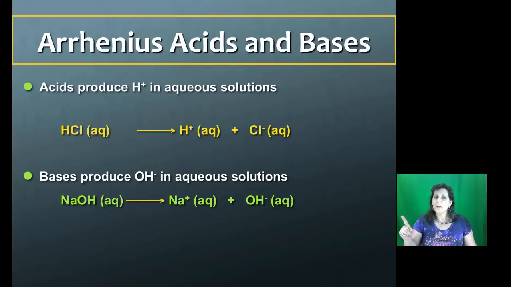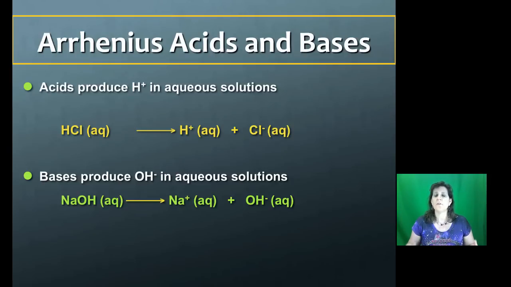Now this is an acid because of that H plus. The H plus is why this is an acid. It produced H plus ions. That is what makes it an acid. Let's look at bases. Bases produce OH minus in aqueous solutions. That is the Arrhenius definition of a base.